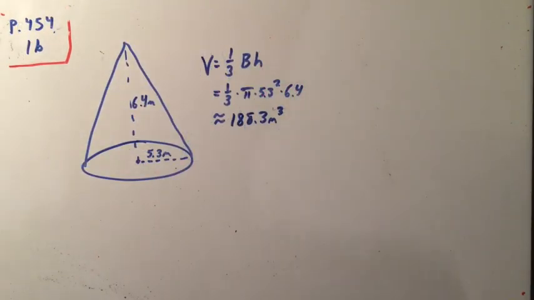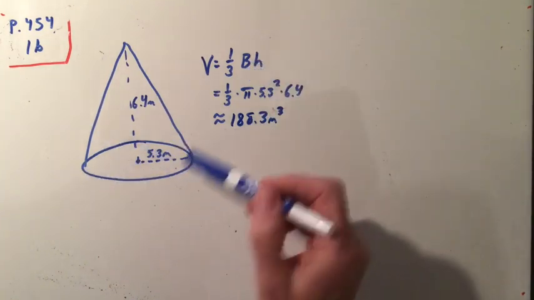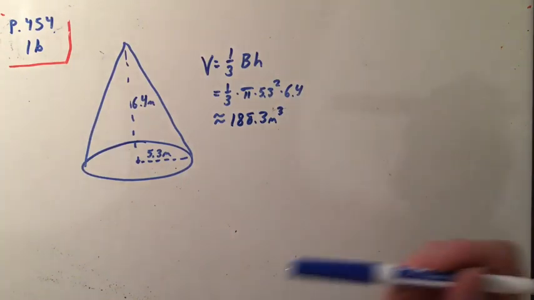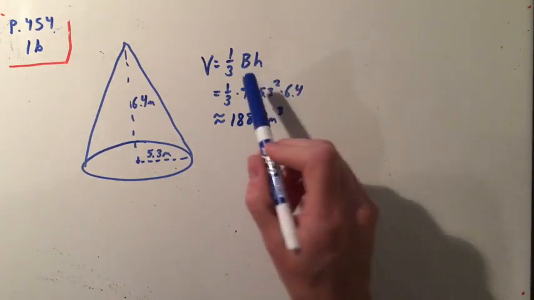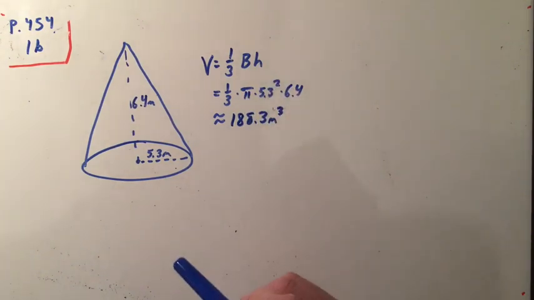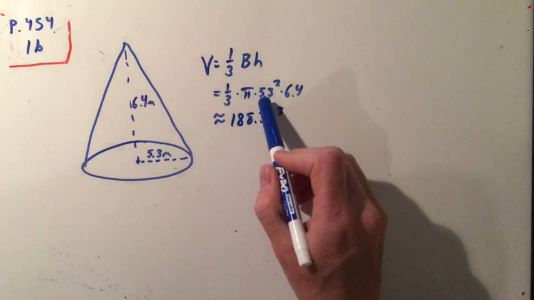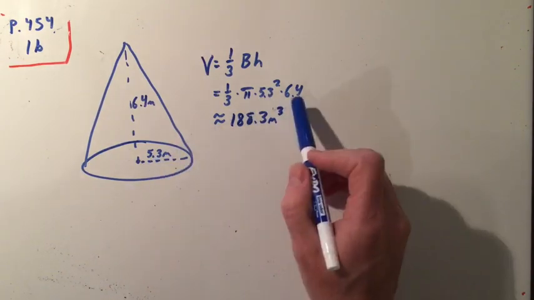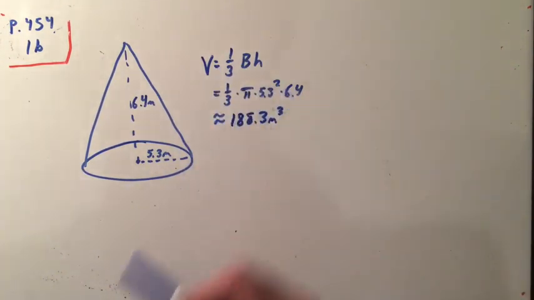Okay, so page 454 now. Problem 1b is looking for the volume of a cone. And volume of a cone is just like volume of pyramids, only better in some ways because the base is always a circle instead of a triangle or a square or other random sort of polygons. So you know that base area is always going to be pi r squared. So the only things you need for this volume are the radius, which is given to us, and the height, which is given to us. So you just plug it into that formula, and you get 188.3 cubic meters.